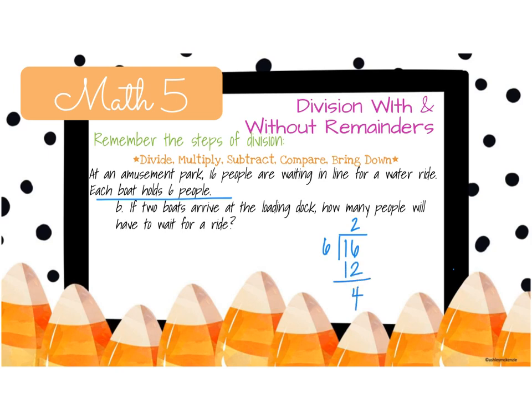So if I had 2 boats arrive at the loading dock, some of you are showing me your answer. Thank you. Y'all are correct. Then how many people would have to wait for a ride, everybody? 4. My remainder of 4 people is my answer to this part of my question. 4 people would have to then wait.